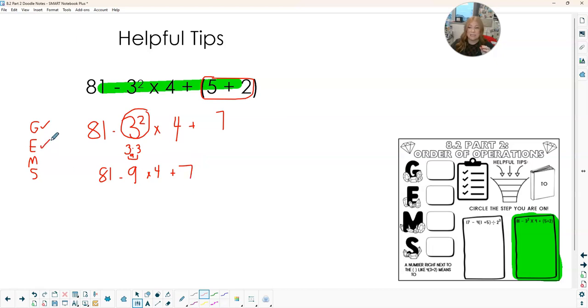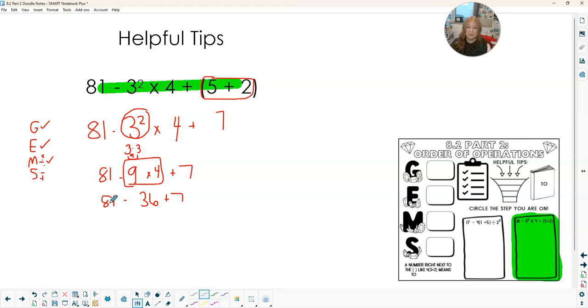No more exponents. E is done. We're looking to multiply and divide. So we have subtract. Oh, here's a multiply. 9 times 4 is 36. So we're adding on 7, taking that away from 81. No more multiply and divide. So we're looking to subtract and add.